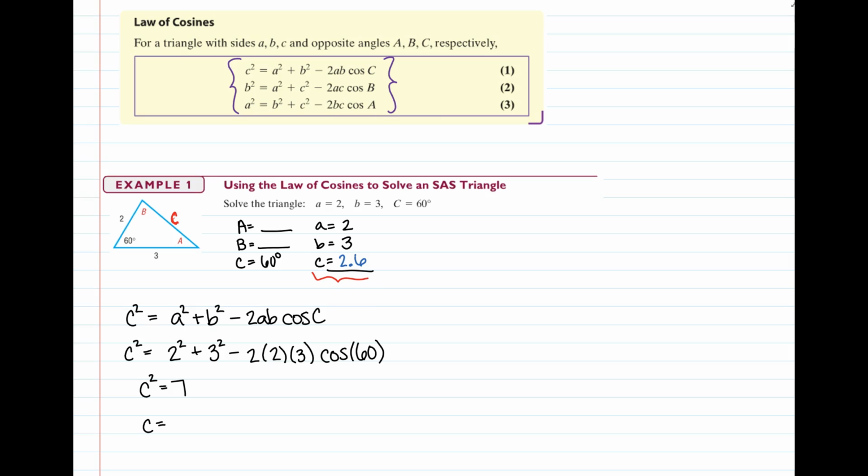Okay, so now let's say we want to find angle A. Well, I'm going to use the law of cosines. There's only one that includes angle A. So look at that chart up at the top of your page. I'm going to write down the only one that includes angle A, and I'm going to start filling in the blanks. 2 squared equals 3 squared plus 2.6 squared minus 2 times 3 times 2.6 times cosine of angle A.